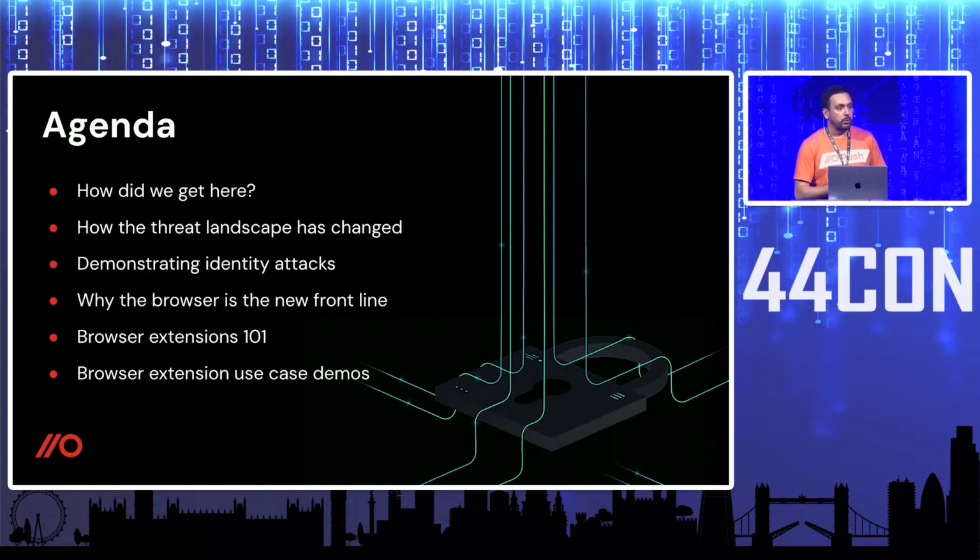So, quick agenda, what we're going to go through today. How do we get here is the first question. We'll look at how the threat landscape has changed, and I'm going to demonstrate some identity attacks. I could talk for hours about this topic, but it's important to set the scene for what comes later, so I'll give a real quick run through and do some identity attack demos, and then look at why the browser is the new front line because of this. We'll look into the basics of browser extensions and how you can use them for security use cases, for detection and response, and we'll have some demos of that too, and I'll show you the code and everything.